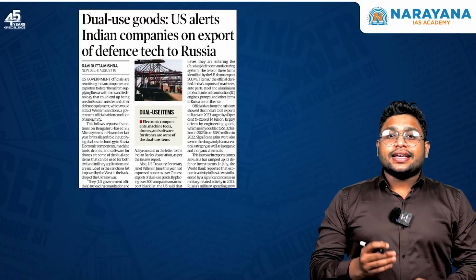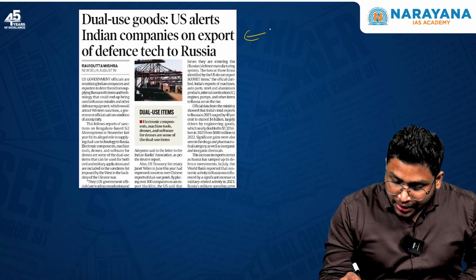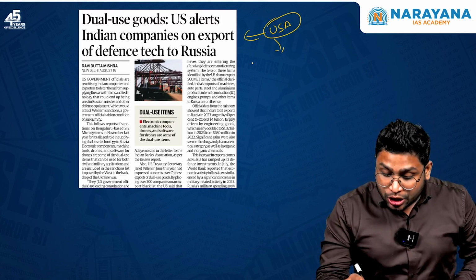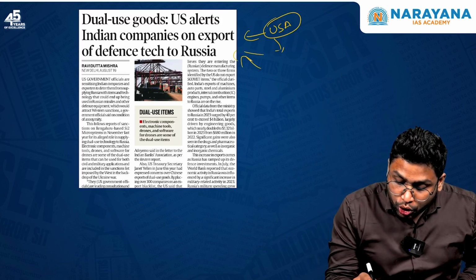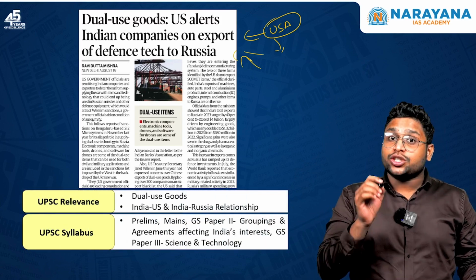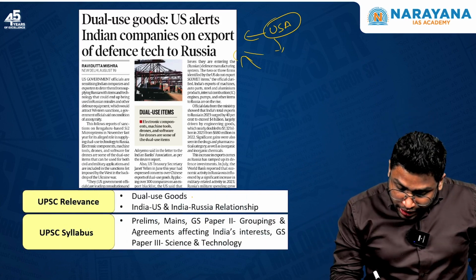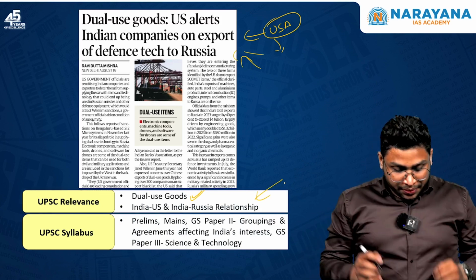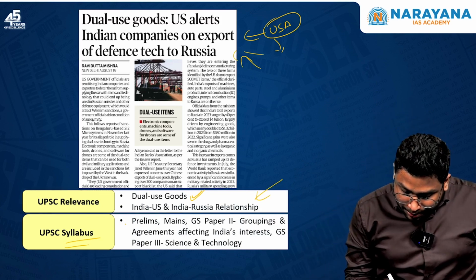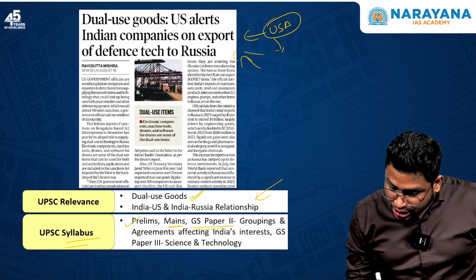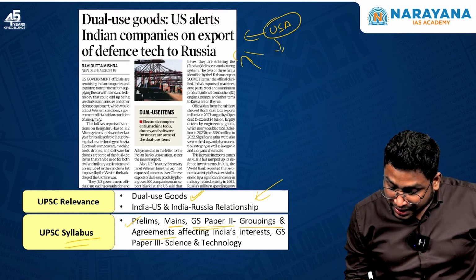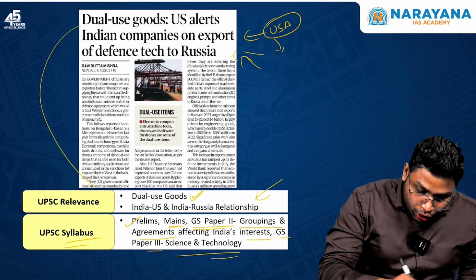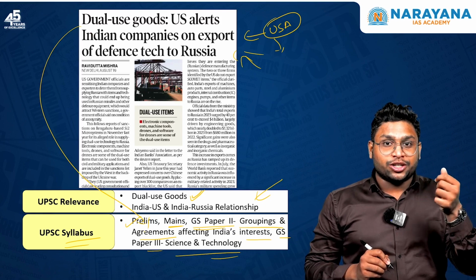The next article is related to dual use goods. Recently, the United States of America has warned Indian companies who are exporting some dual-use goods to Russia. They are saying that we will put sanctions on these companies. Now, here we need to understand what are dual-use goods and the India-US, India-Russia relationship. From syllabus perspective, it can be asked in prelims as well as mains. Mains GS paper 2 talks about groupings and agreements affecting India's interest, and GS paper 3 talks about science and tech, and this dual use goods is part of science and technology.